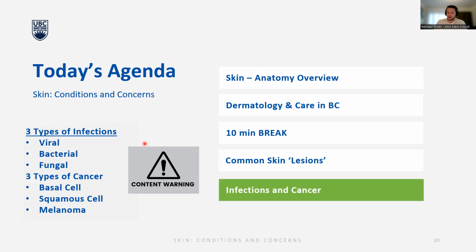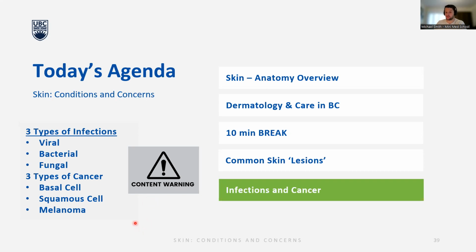So lastly, we're going to go through some of the examples of concerns of the skin, and these are things that may need or require treatment. And in the interest of time and complexity, we're only going to talk through 3 different types of infections, viral, bacterial, and fungal, and then 3 types of cancer, such as the basal cell carcinomas, squamous cell, and the melanoma skin cancers. And again, a quick content warning is that these images are a bit more graphic than the previous ones. So just a warning for that.